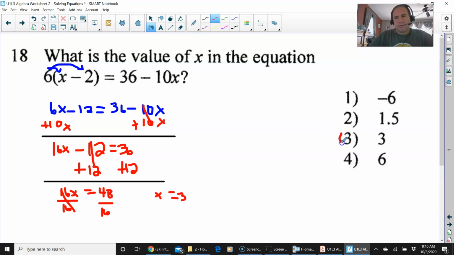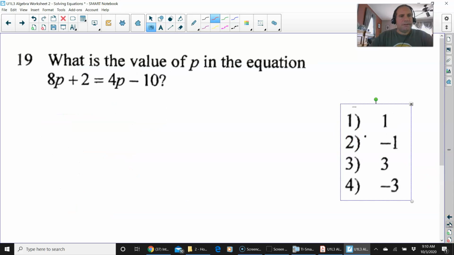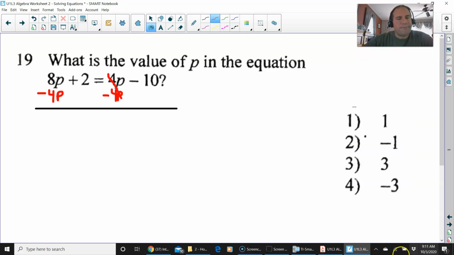And just happens to be choice 3. Number 19, very simple question. You subtract 4p on both sides. You get 4p plus 2 equals, just be careful, equals a negative 10.